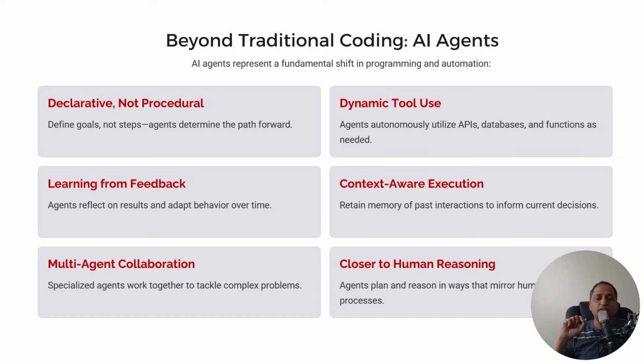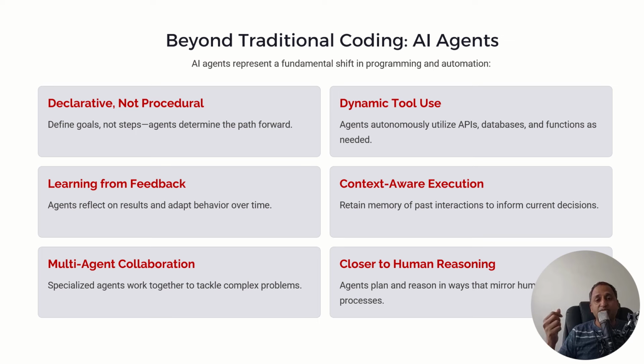So now let's see how these AI agents are different from traditional coding. Number one, agents are declarative, not procedural. What I mean is that in traditional software programming, you are more procedural. You are writing step by step: if this condition is satisfied, you do this; if that condition is satisfied, you do that. For this input, invoke this API, or this method, this database call, or this SQL query. We pre-program it. It's kind of procedural.